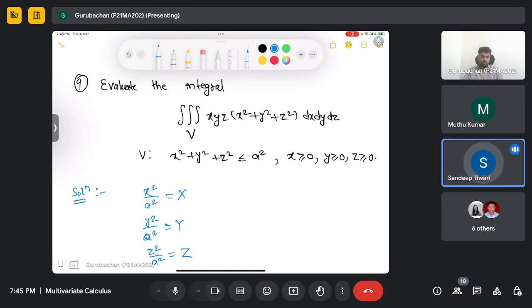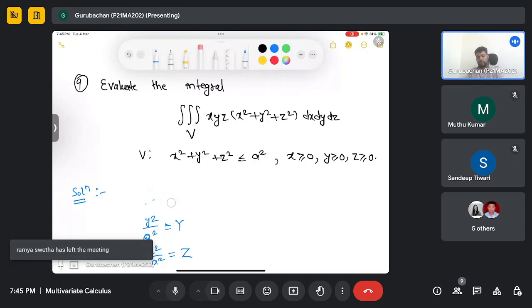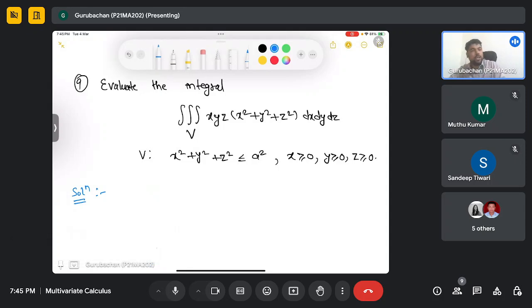Sir, spherical will be easy, sir. Change into spherical polar coordinates. Exactly. Changing into spherical coordinates will make our work somewhat easy. So the changes in spherical coordinates are x is equal to rho cos theta sin phi, y is equal to rho sin theta sin phi, z is equal to rho cos phi.